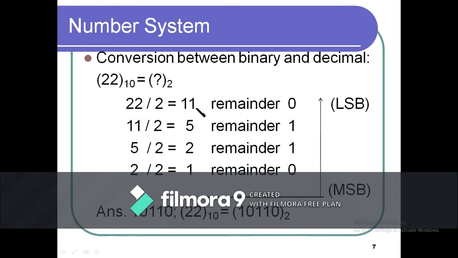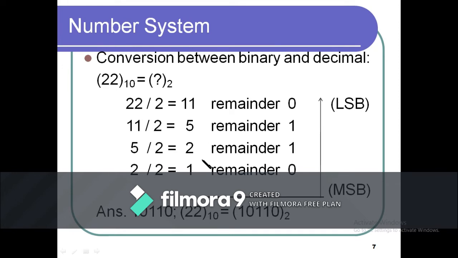After that, what is the remaining value? 11. The base is 2. 11 divided by 2 gives 5, but one value is remaining, so the remainder is 1. After that, the same 5 is taken: 5 divided by 2 gives 2, remainder 1.